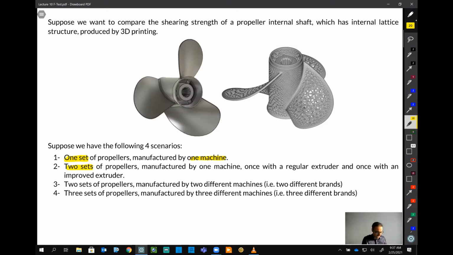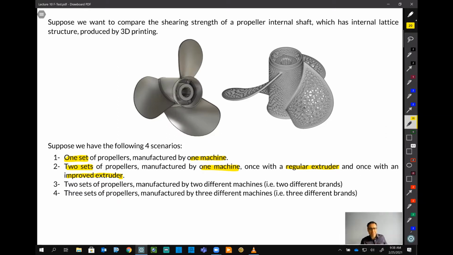They are produced again by one machine, but this time we are testing a new extruder for this printer. So the data that we have, the first set is with a regular extruder. An extruder, if you don't know, with the printer, is that nozzle that pushes the material out. Imagine a part of this machine that we've done some improvement. And then the second set comes from the improved one. So the machine is the same, all the parameters are the same, except we have done some improvement.